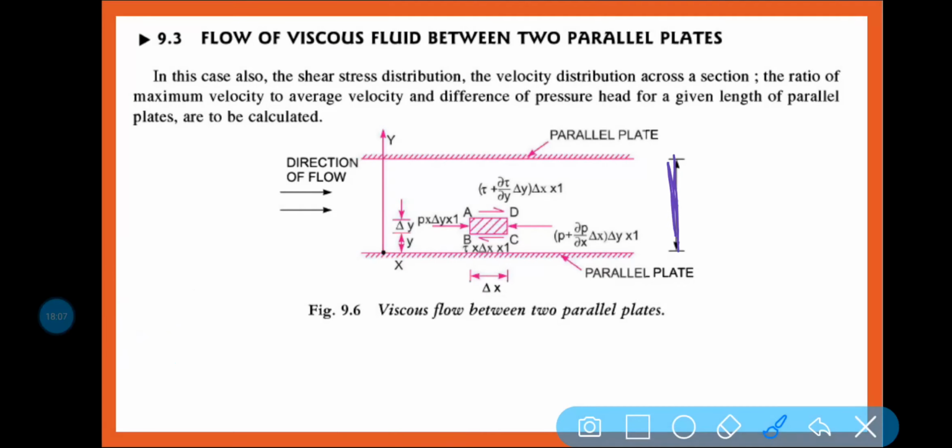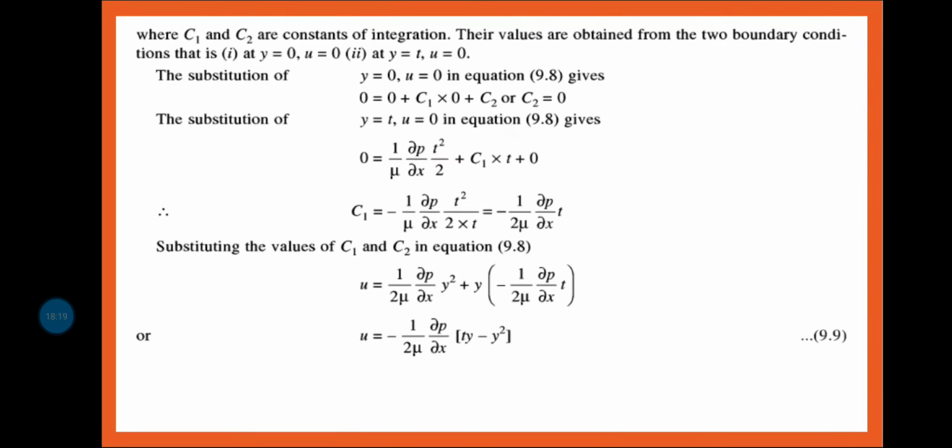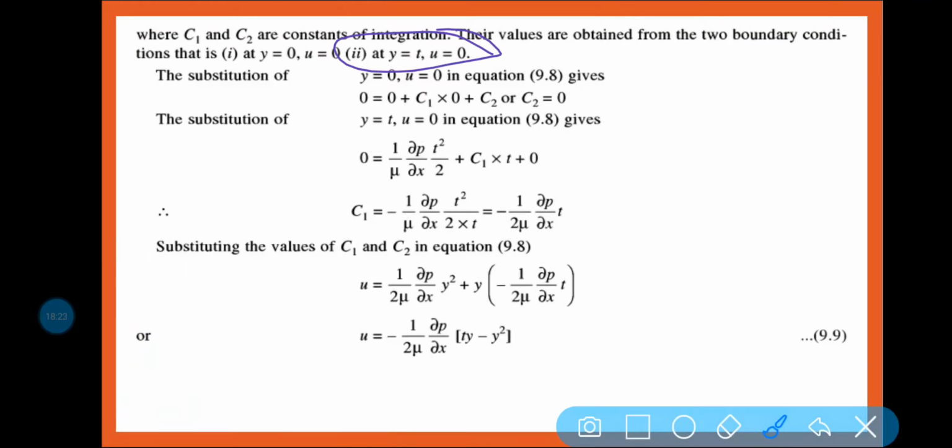And when y is equal to t, again you can see u is equal to 0, because the velocity at the upper plate and the lower plate is equal to 0. So the conditions are: when y is equal to 0, u is equal to 0, and when y is equal to t, u is equal to 0. Clear?